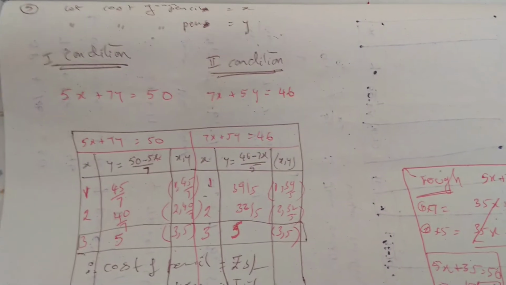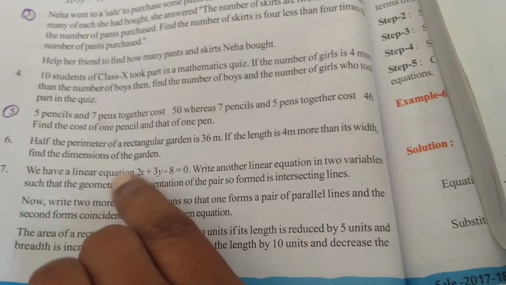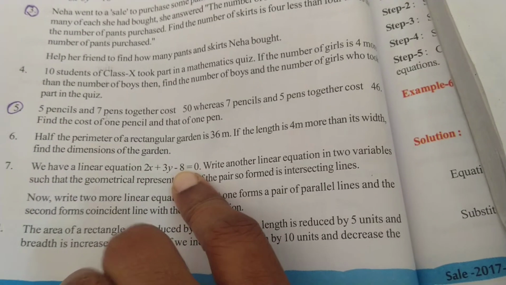Right, let me go with the 7th problem now. This is the last one for today. So here he gave us an equation. We have a linear equation. Now he is asking to find out all 3 condition equations.